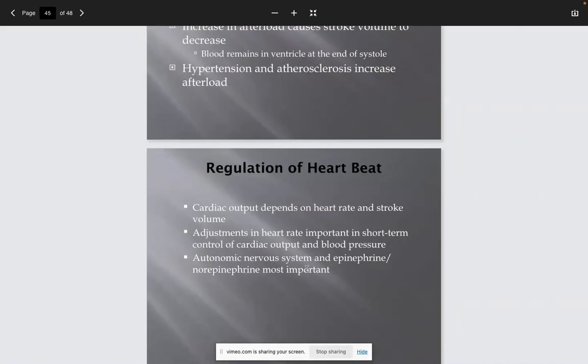So again, regulation of the heartbeat. We know that cardiac output is equal to stroke volume times the heart rate, right? Adjustments in heart rate are important in short-term control of cardiac output. So if you increase the heart rate, you increase the cardiac output. Think about that equation.